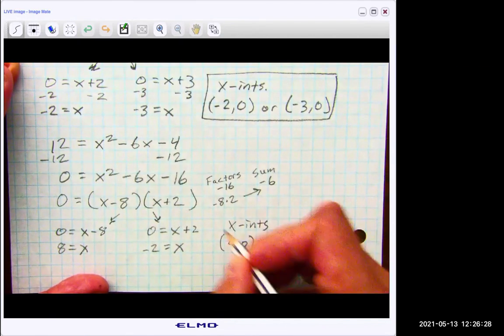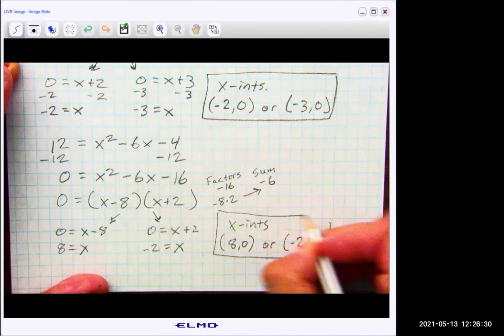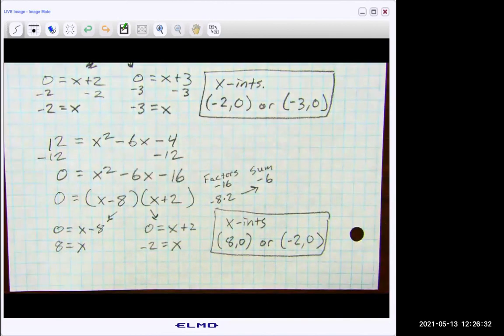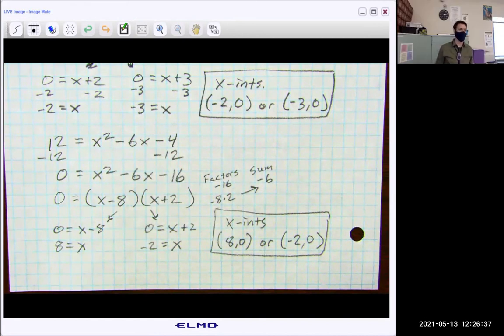What if you did it the other way? Like instead of saying -8 times 2, you said -2 times 8. That would still be fine. Absolutely correct. Oh wait, -2 times +8? No, -2 times +8 would add to make +6. So sorry, that won't work.